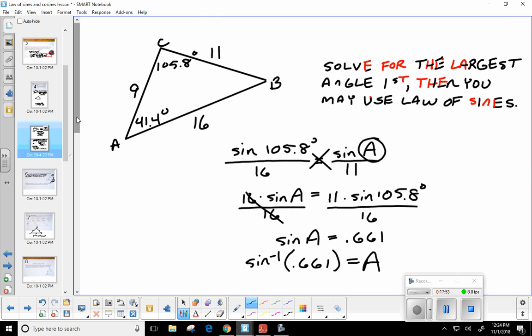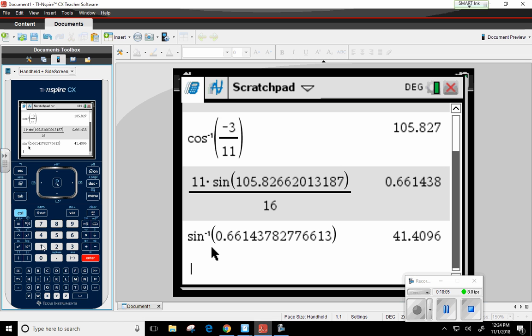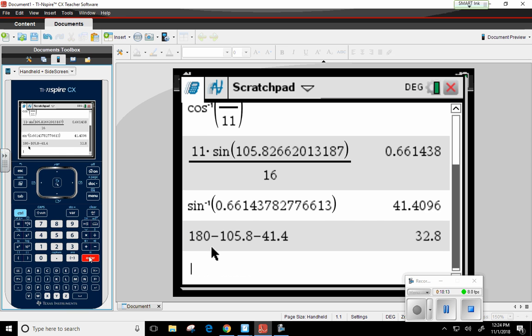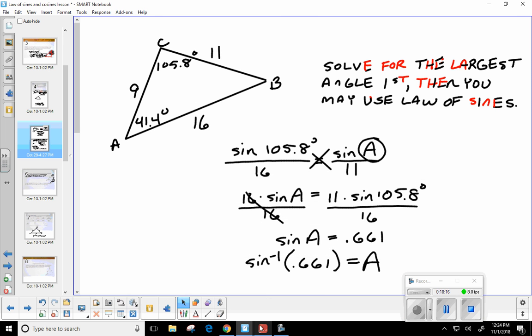Okay. And what's the only thing I have left on the problem? Yeah, we just got to find B. So we can add those up and then just subtract that from 180, right? So let's see here. I'm just going to go ahead and take the 180 minus the 105.8 we just found, minus the 41.4. So I'm finding angle B to be 32.8. There you go.